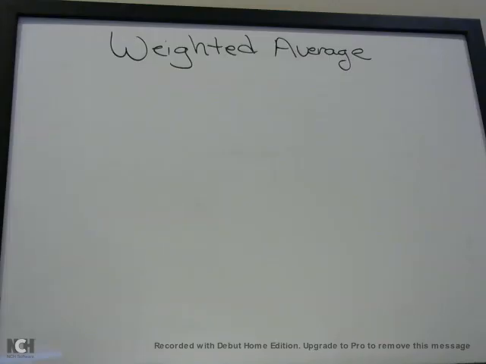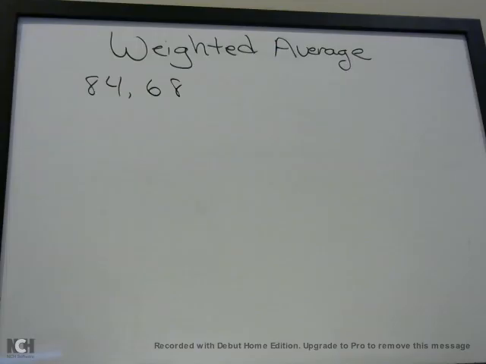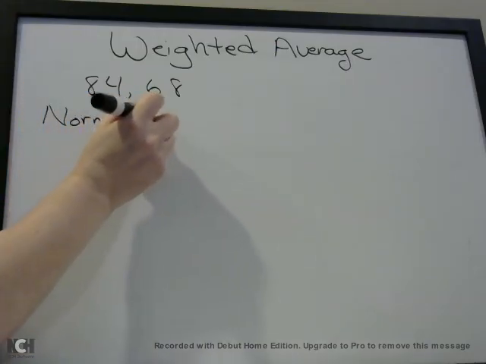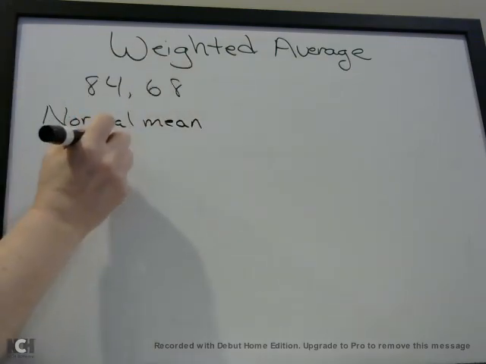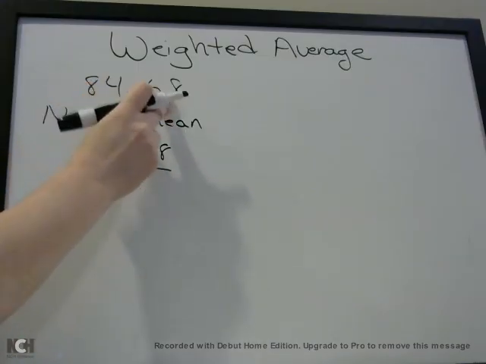How we are figuring this out is really the same as doing a regular mean, but because a regular mean has equal weights, we can simplify the process. But I just want to show this to you. So let's, for example, say we have two numbers, 84 and 68. Now we're going to just do a normal mean. Again, if you don't know how to do this, watch the video. To do a normal mean, you add the numbers and divide by how many there are. There's two of them.